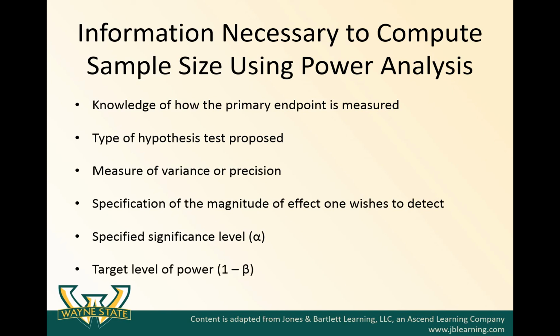And lastly, we have the target level of power. As with alpha, power is also set in advance by researchers. Its conventional level is 80% or 0.8, although recommendations for power of 90% are becoming increasingly common. All other things equal, sample size requirements increase with increasing target levels of power.